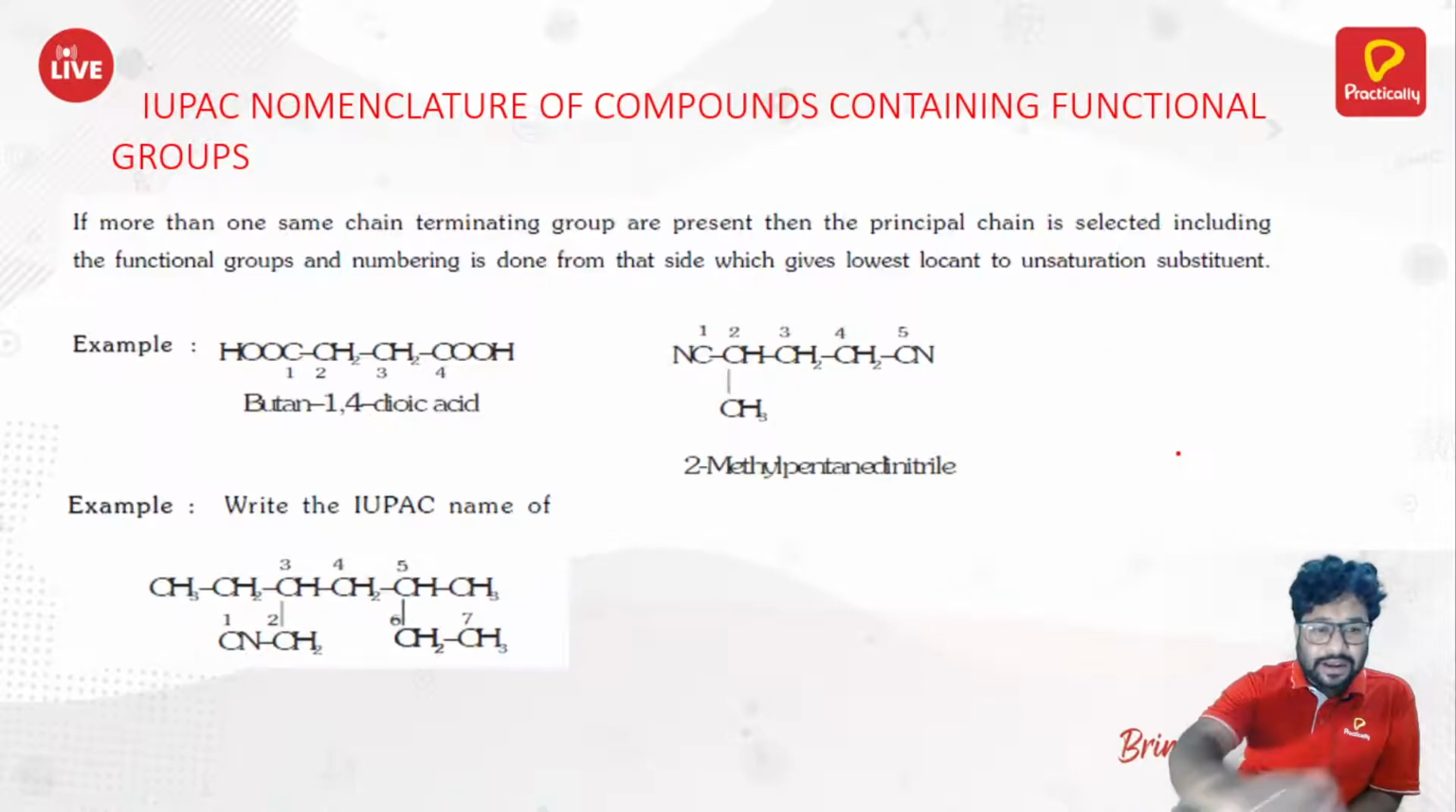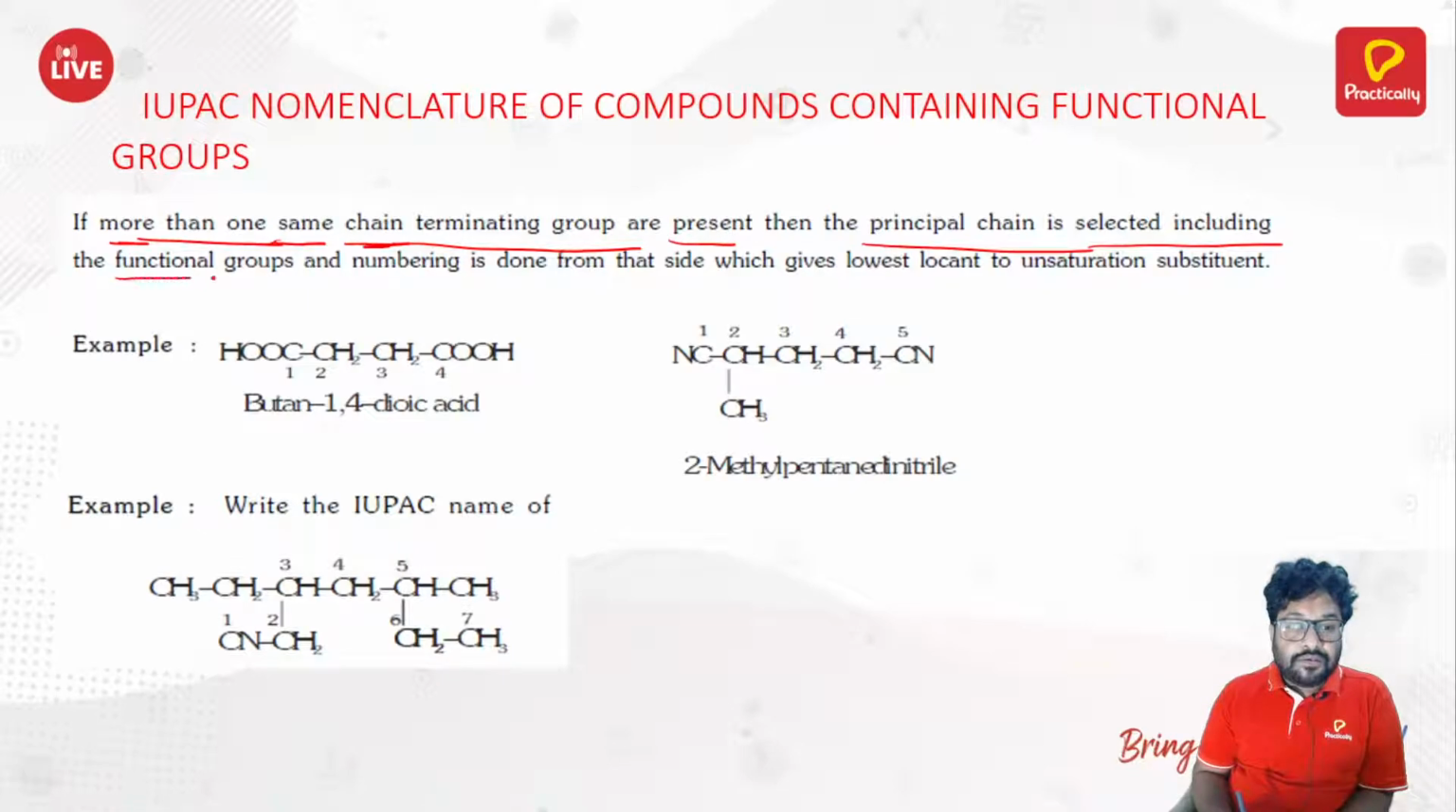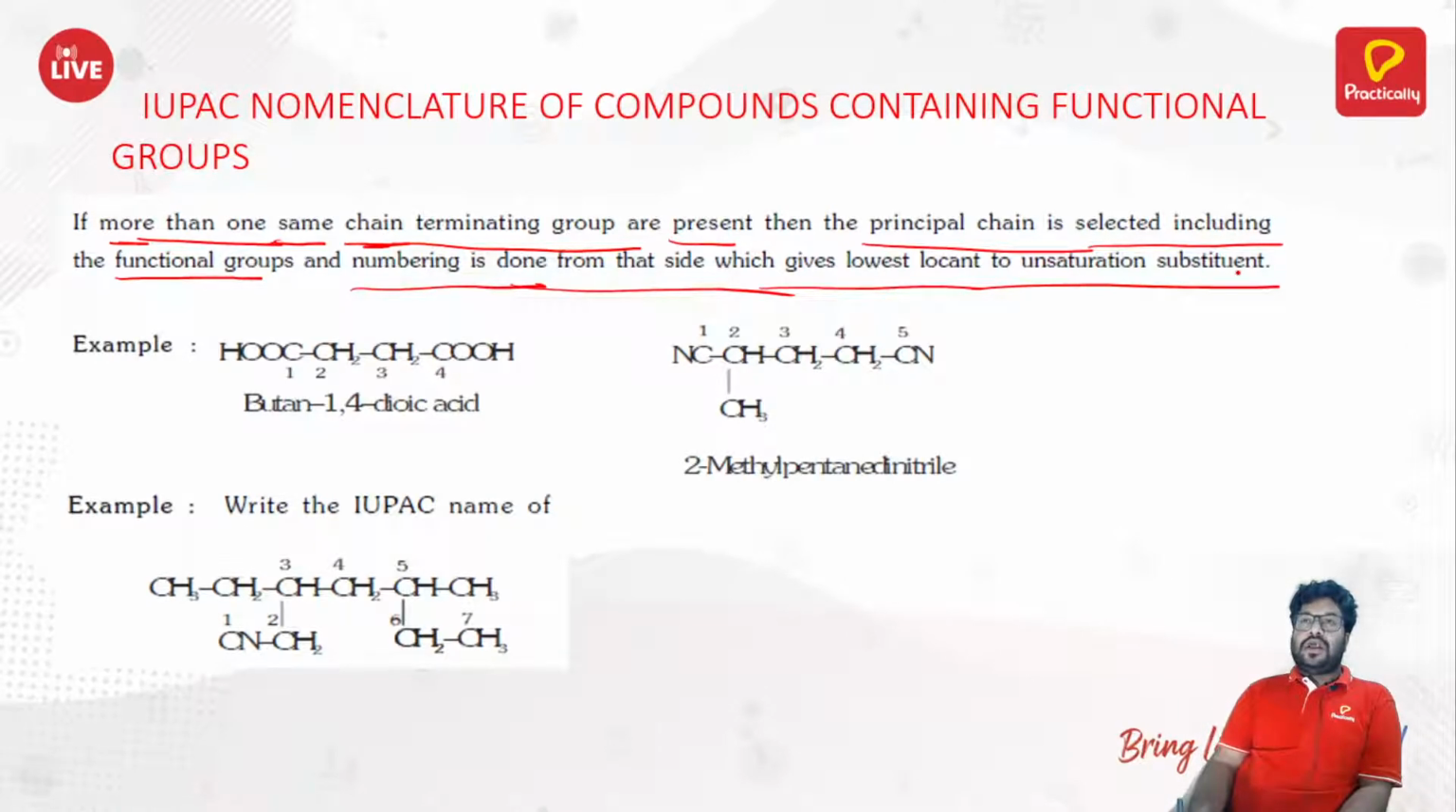So moving ahead. Now this is the point I wanted to tell you. Now what if there are more than one same chain terminating groups? If more than one same chain terminating groups are present, then the principal chain is selected including the functional groups. Numbering is done from that side which gives the lowest locant to unsaturation or substituent. Now unsaturation or substituent, if it is present there, okay.